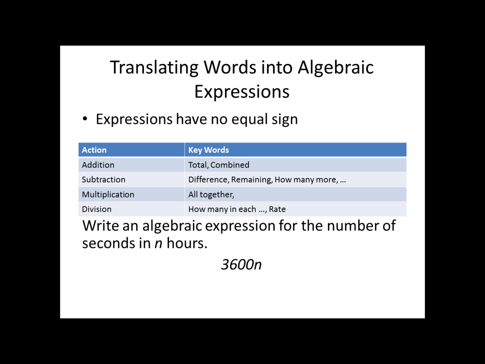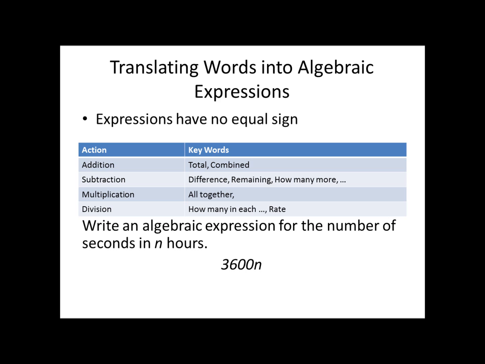Now, translating words into algebraic expressions is probably the toughest part of this lesson. One thing to remember is that expressions have no equal sign. We're not talking about an equation here, we're just talking about an expression, which is kind of like half of an equation. What you need to do is focus on key words. What's the language suggesting as far as our mathematical action?